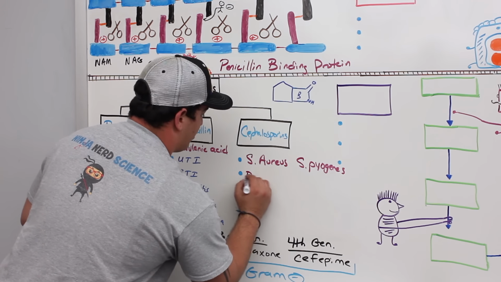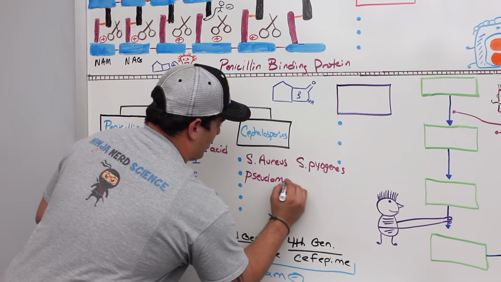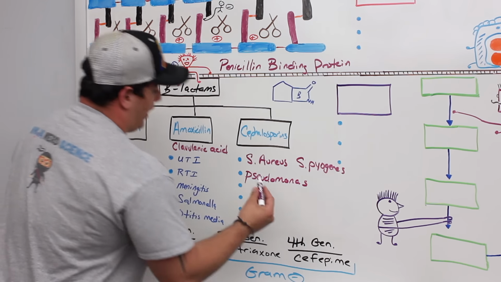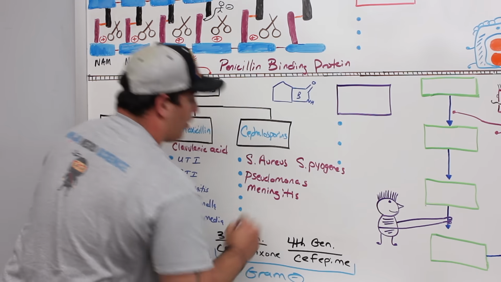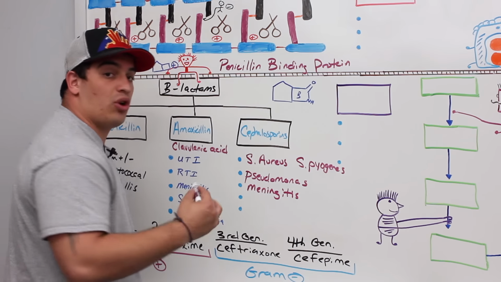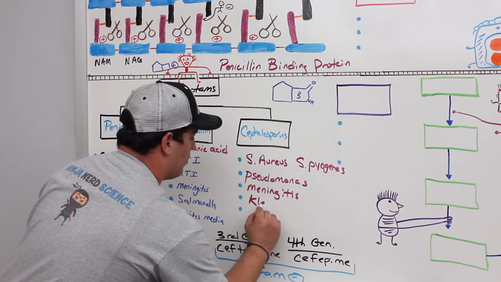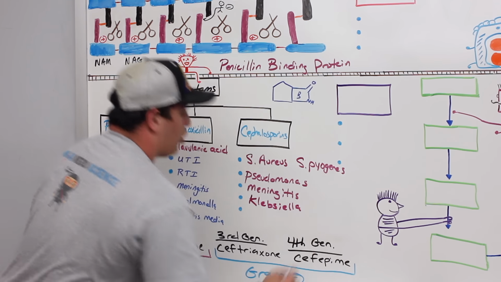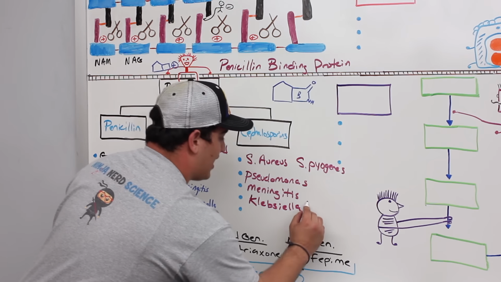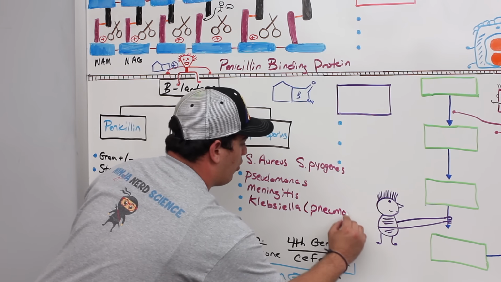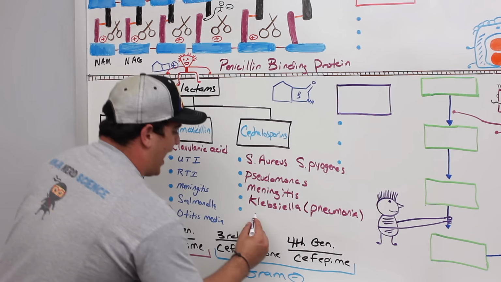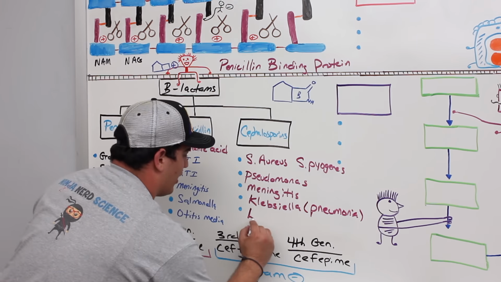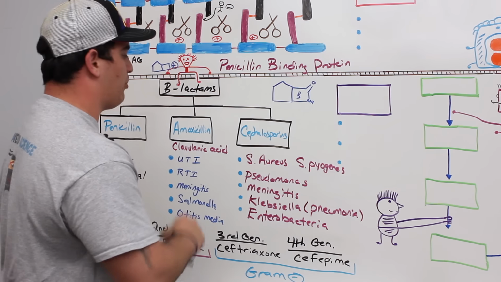Pseudomonas is a really big one. They can treat Pseudomonas aeruginosa. They can treat certain types of bacteria that cause meningitis. They're also pretty good at treating infections caused by Klebsiella, which is a very common bacteria that can cause pneumonia. More commonly, it can cause other infections, but more commonly pneumonia. And even different types of enterobacteria. All right? So that's our cephalosporins.